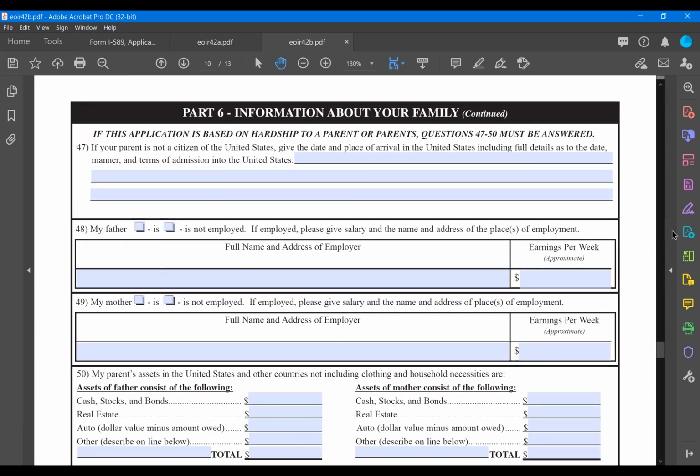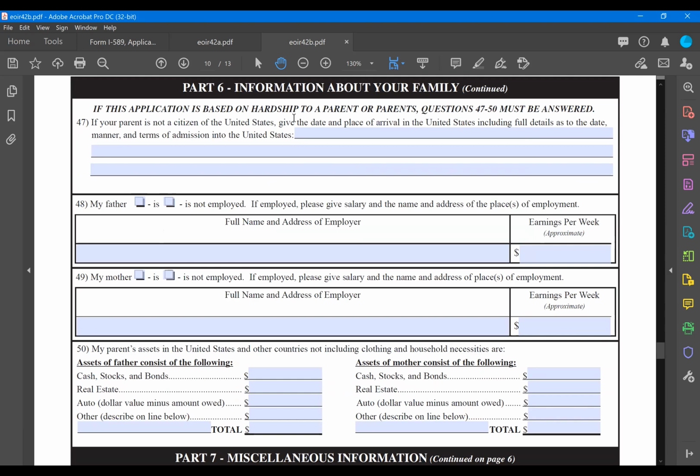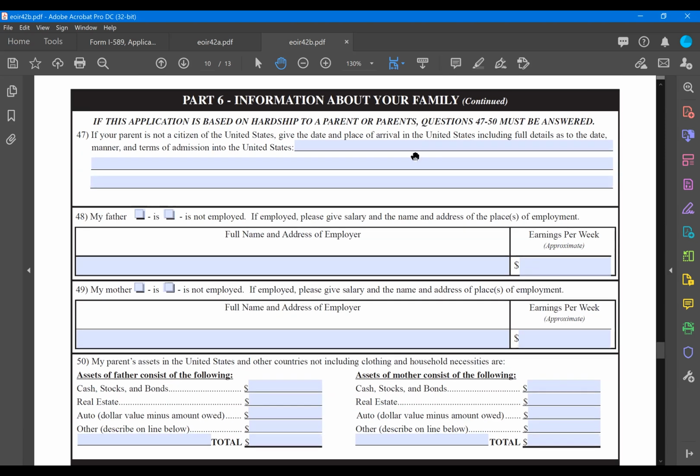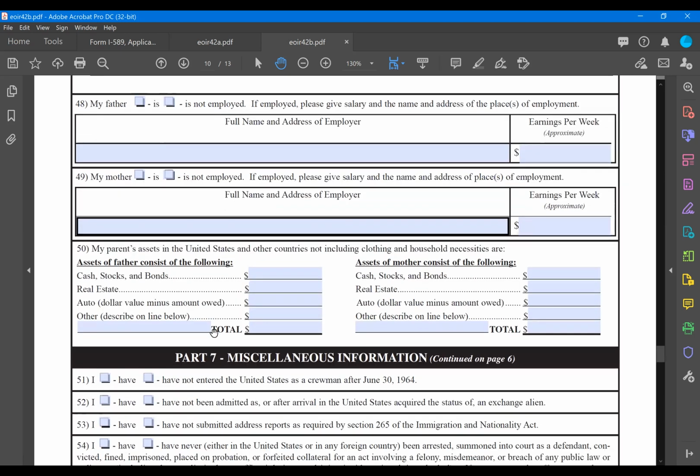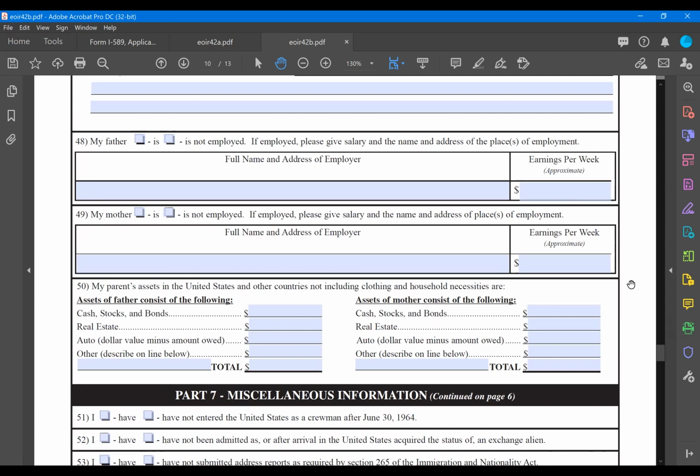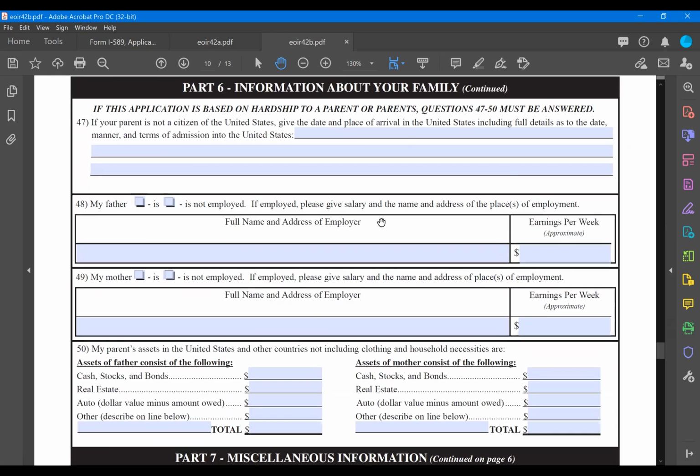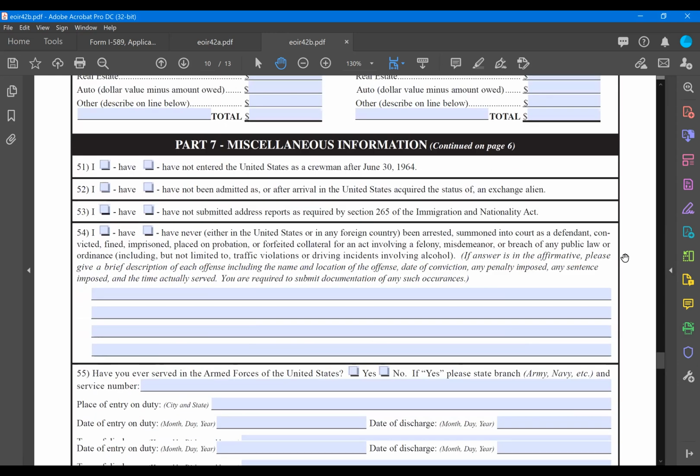This is an additional section that's not in the other one. I don't actually have to use it very often. It's if the application is based on hardship to a parent. Usually that's not the case. It can be the case. So if they have a US citizen or permanent resident parent who is going to suffer extreme hardship, then you fill this out about the parents and their assets. I have not yet had a cancellation case where that was really the case. So you may or may not fill this out, but it's pretty straightforward.